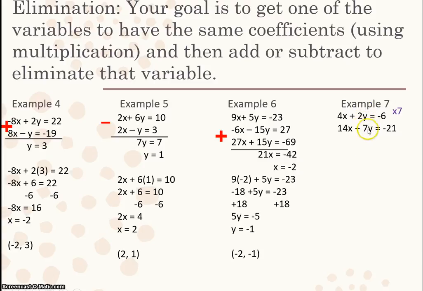So I'm going to multiply the top one by 7 and get 28x plus 14y equals negative 42. And I'm going to multiply the bottom one by 2. And here I get 28x plus 14y equals negative 42. So I wanted the y's to match, so I multiplied them by the coefficient of the opposite equation. Now I have matching coefficients with matching variables. So because of this, I have matching signs, so I'm going to subtract, and I end up with 0 equals 0. When this happens, it's a true statement, so it's infinite solutions.